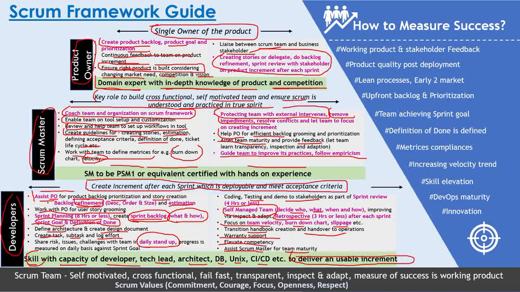So we discussed three roles, which are the primary roles of the Scrum team: the development team, which has developers, the Scrum Master, and the product owner, and their roles and responsibilities. Now the important question is, how do we measure the success of this Scrum team? This is very important, and that's what you see on the right side of this slide.